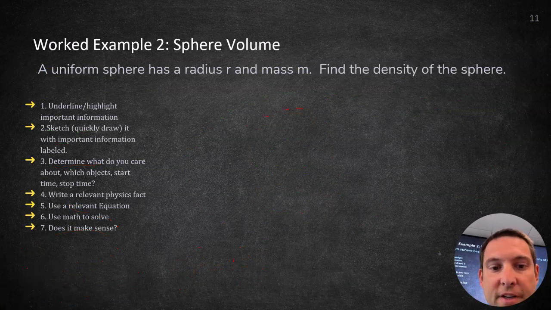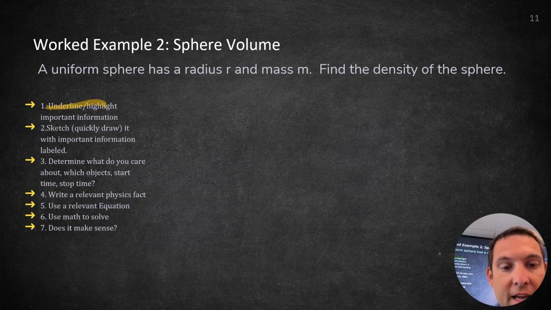A uniform sphere with a radius of r and mass m. Find the density of the sphere. Again, the first thing that we're going to do is underline or highlight uniform. That's a key word that's going to be useful to us. Then we have radius r and mass m. We're looking for density. We can sketch this quickly.